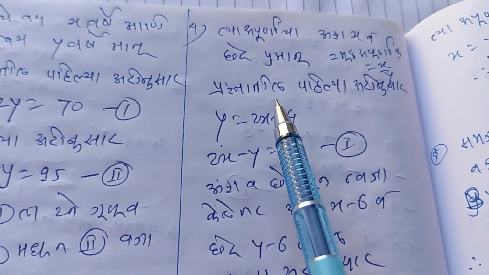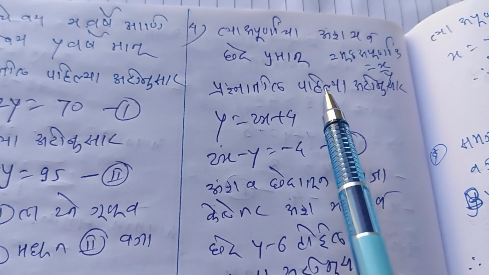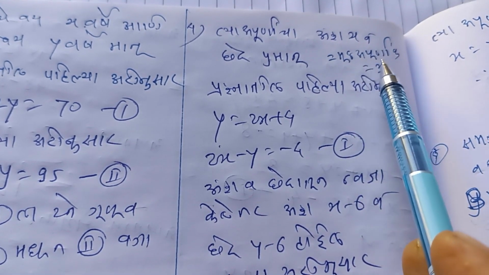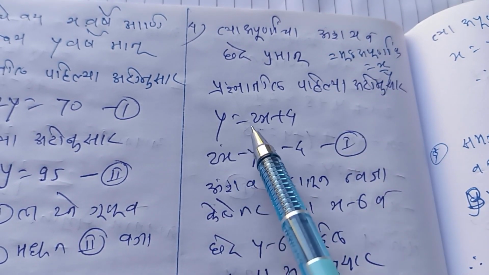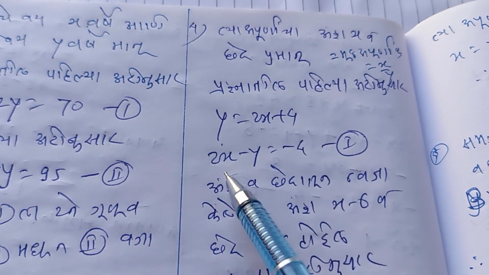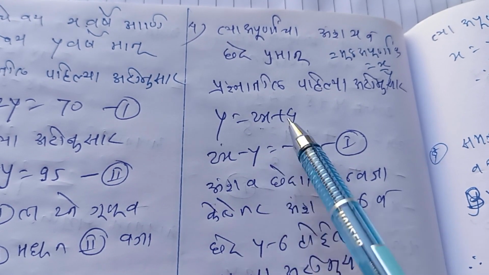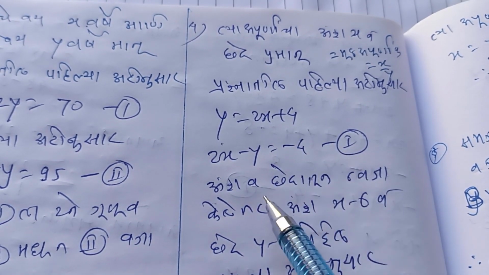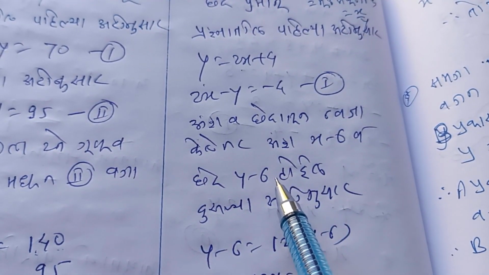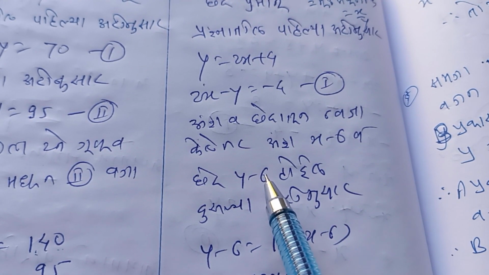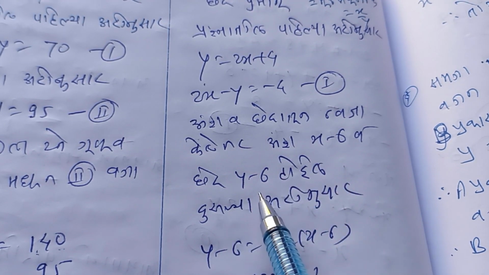Let the numerator of the fraction be x and the denominator be y. Then the original fraction is x upon y. From the first condition, y is equal to 2x plus 4, which means 2x minus y is equal to minus 4. This is the first equation. If 6 is subtracted from both the numerator and the denominator, then the numerator becomes x minus 6 and the denominator becomes y minus 6.